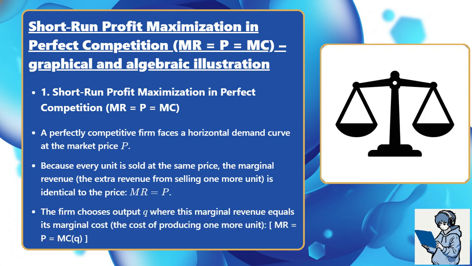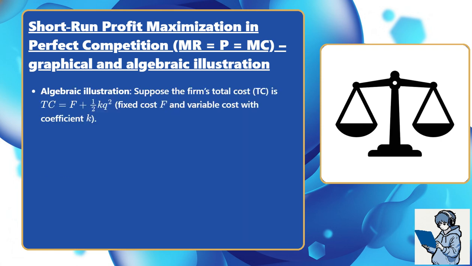The firm chooses output Q where this marginal revenue equals its marginal cost, the cost of producing one more unit, MR equals P equals MC of Q. Suppose the firm's total cost, TC, is equal to F plus 1/2 KQ squared, where F is fixed cost and K is the variable cost coefficient. Then marginal cost equals the derivative of total cost with respect to Q, which is KQ. If market price is P equals 20, set 20 equals KQ, therefore Q star equals 20 divided by K.